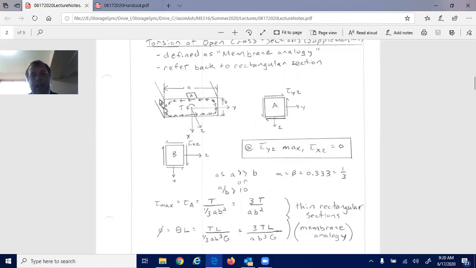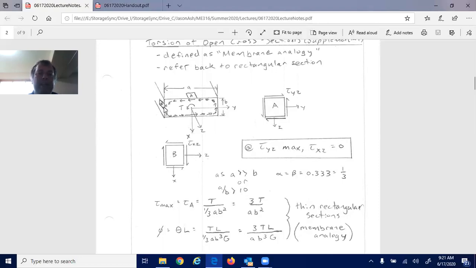But if we look at that at point A, y is to the right, z is down. Looking at that, the arrows are going to the left there, so that would be the bottom side. And the interesting thing about that is that at tau yz max, where you have your maximum shear stress, your tau xz is going to be 0.